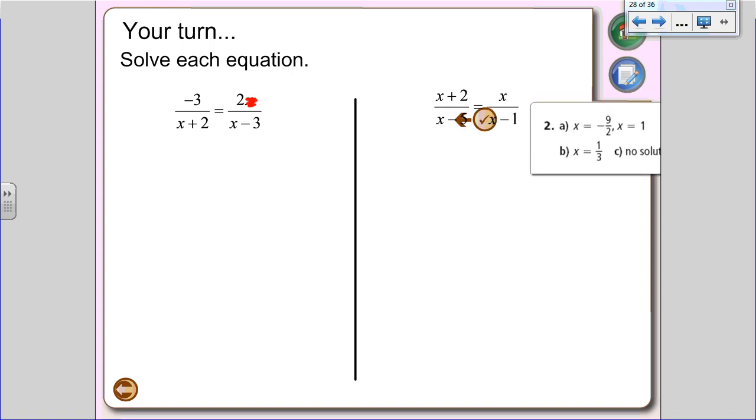Come on, challenge yourself, maybe do it without erasing that x. The second one will be a challenging one either way. I'm going to leave it that way. It is a challenging one. Try to solve it. Actually, I don't think it'll be a challenging one either. I think it'll work out.